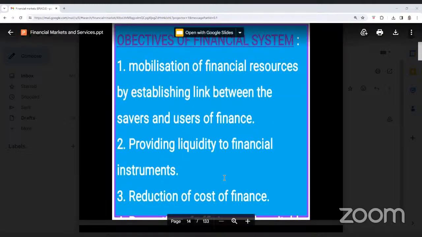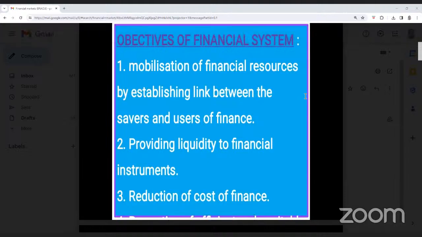Now, next, what is the main objective of the financial system? What is the financial system objective? To mobilize financial resources, by establishing a link between the savers and the users of finance.